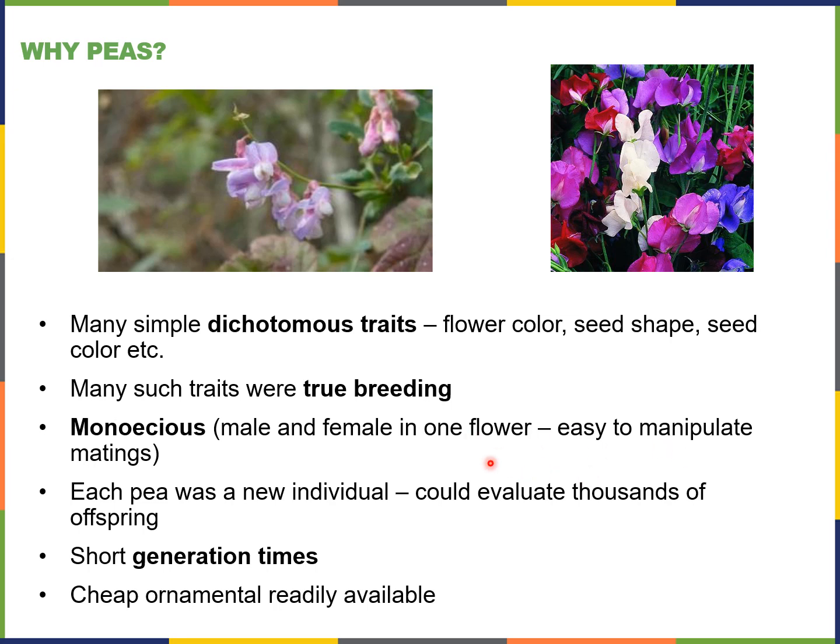So it was easy to manipulate matings. Each pea was a new individual. They had short generation times. It was cheap. So it's an easy way to study heredity and get some of these basic concepts down.